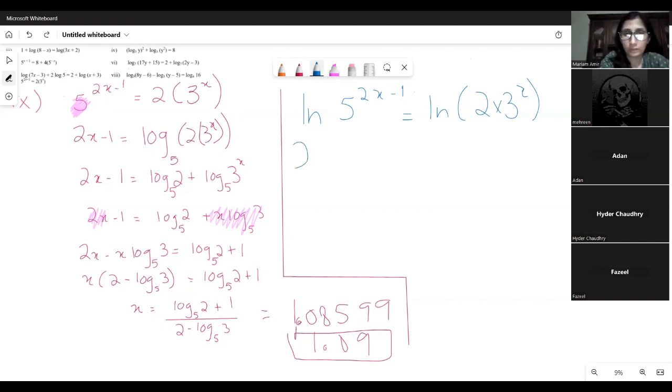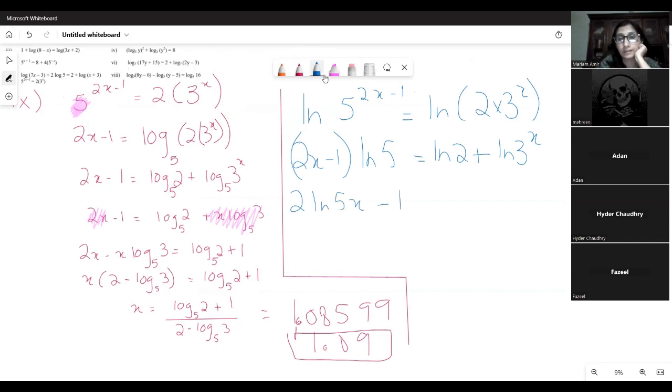2x minus 1 comes down because it's in the power. Put brackets around it because it's an expression, not a single term, and ln 5 is being multiplied with 2x and minus 1 as well. So make sure to place brackets around that. This is equal to, by the log property, ln 2 plus ln 3 to the power x. Now expand. So you have 2 times ln 5 times x minus ln 5 equals ln 2 plus x ln 3.